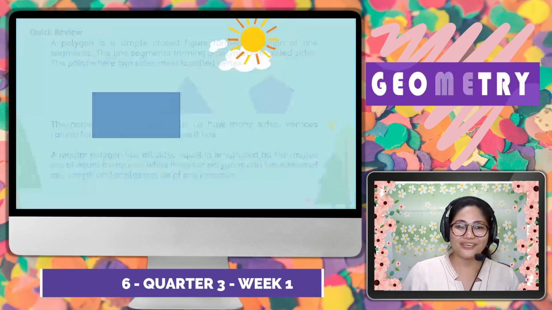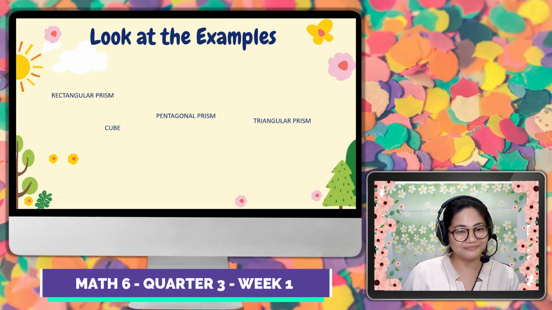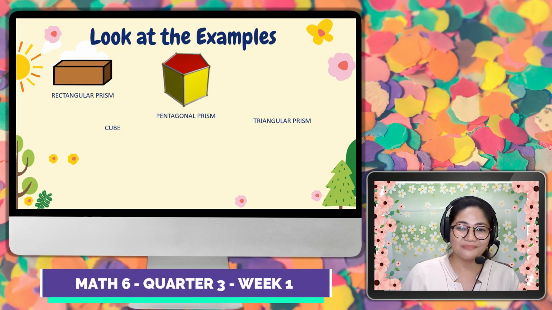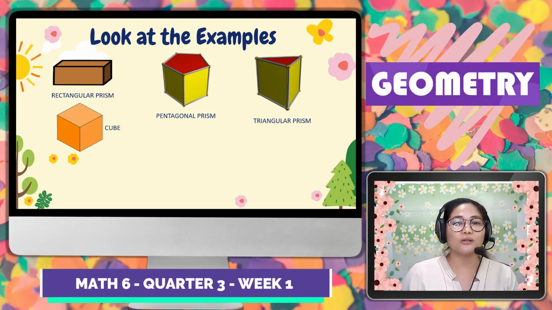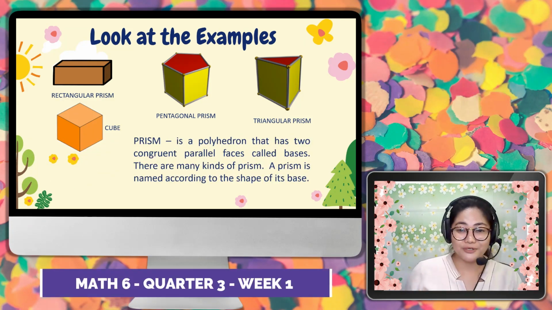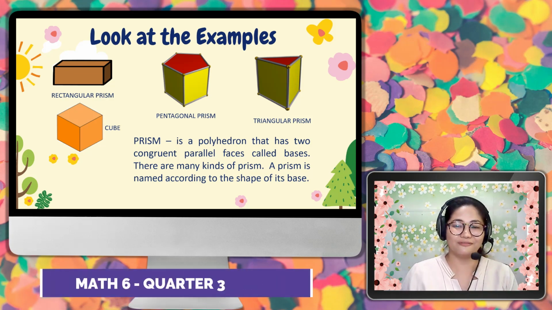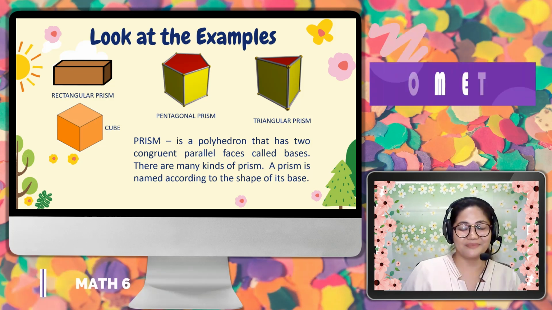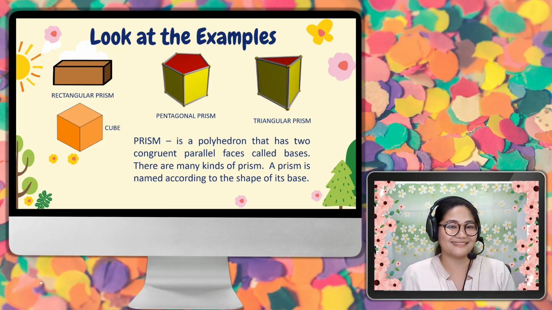Look at the following examples. We have here a rectangular prism, pentagonal prism, triangular prism, and cube. So these are all prism. What is a prism? A prism is a polyhedron that has two congruent parallel faces called bases. There are many kinds of prism. A prism is named according to the shape of its base.